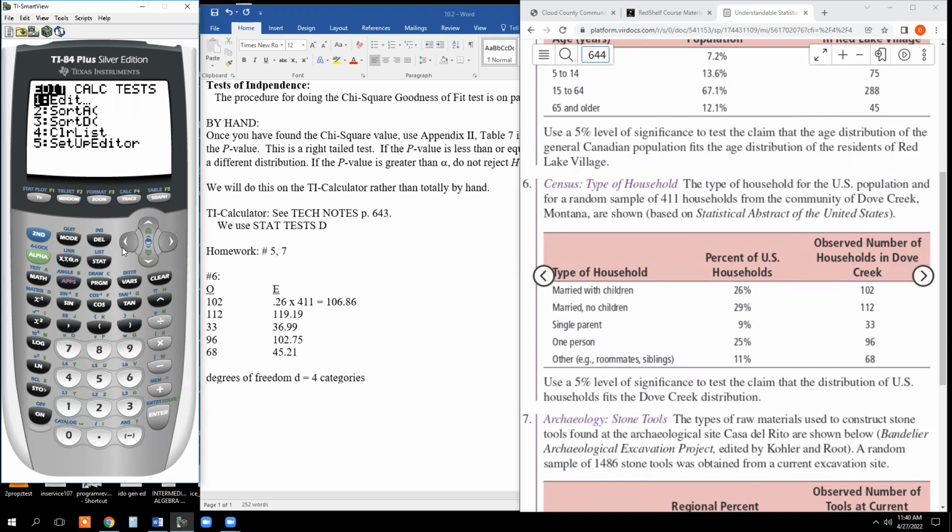Again, let me show you the test one more time. It's option D for this section. Quit, stat, tests. Alpha D. We want this chi-squared goodness of fit. That's what the GOF stands for, chi-squared goodness of fit test. And that's what you need to know. Congratulations. This was your last new section.